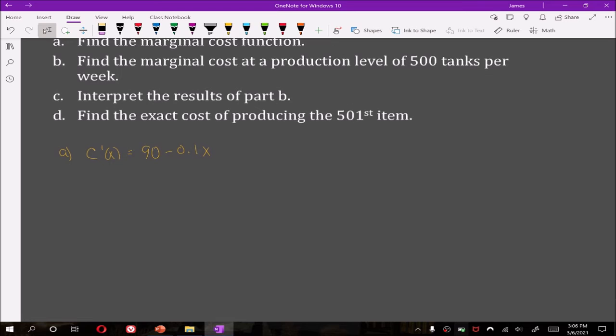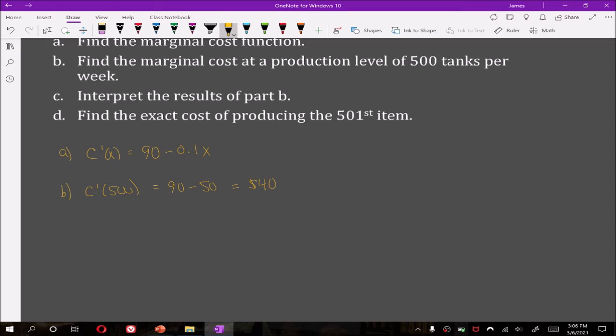All right, for part B, at a production level of 500 tanks per week, we want to find marginal cost, so it's C prime evaluated at 500, which is 90 minus 50, which is $40.